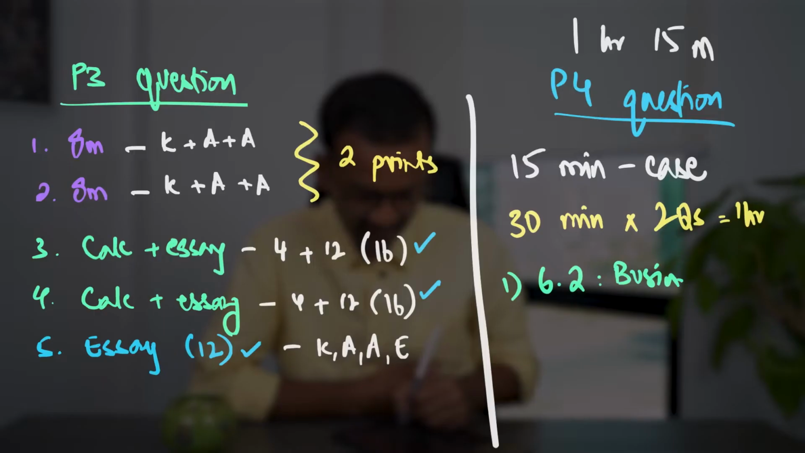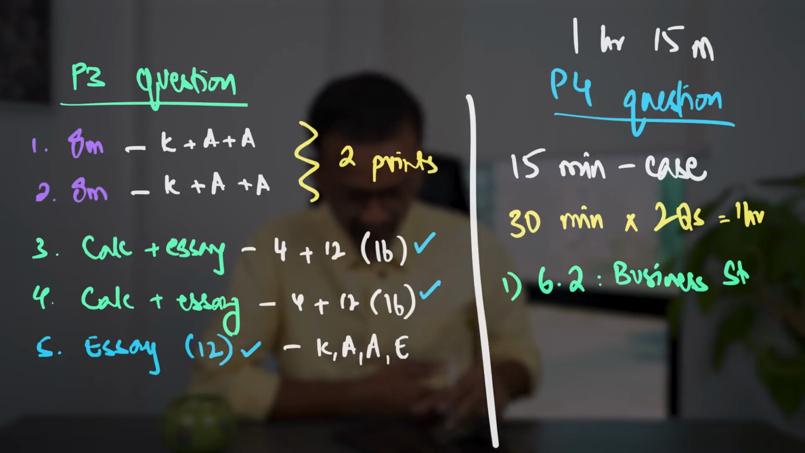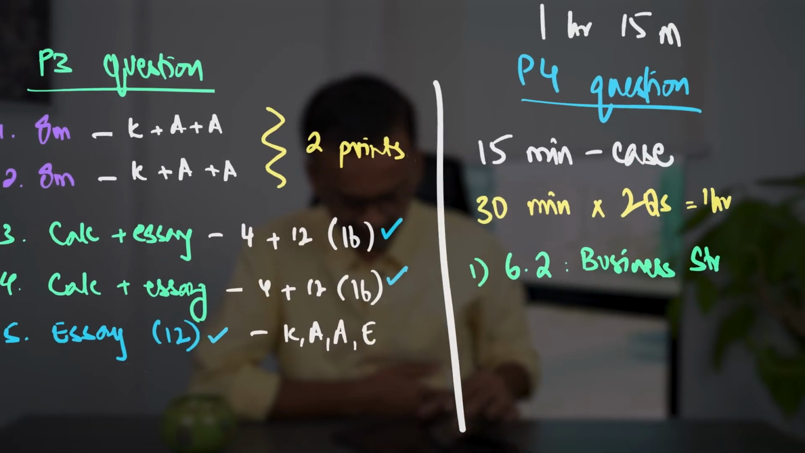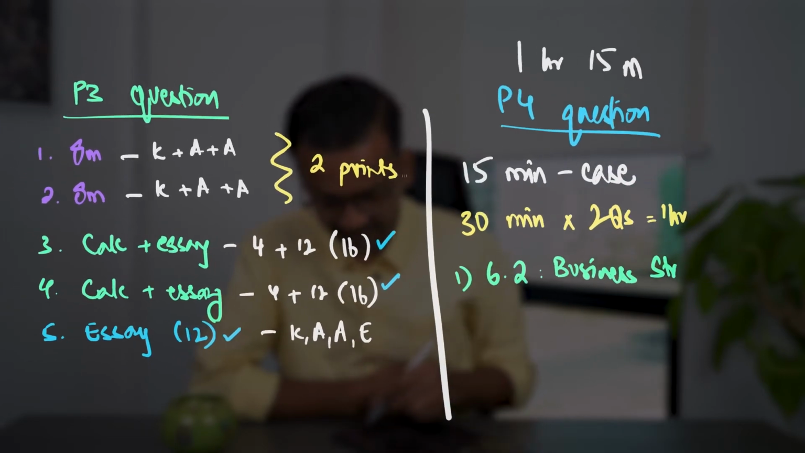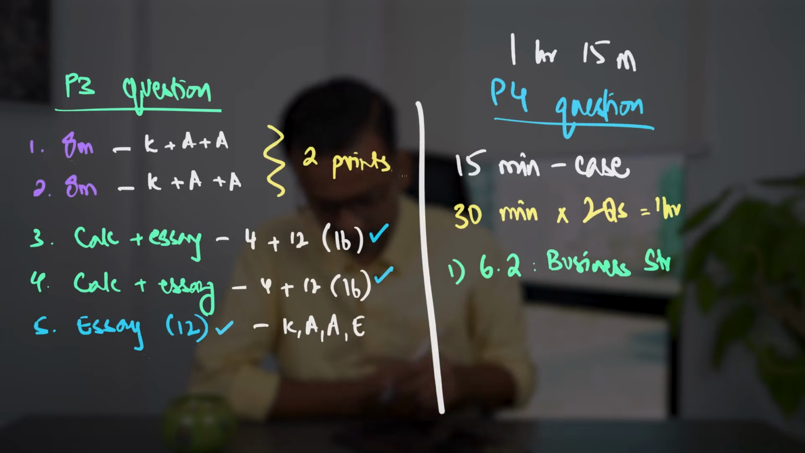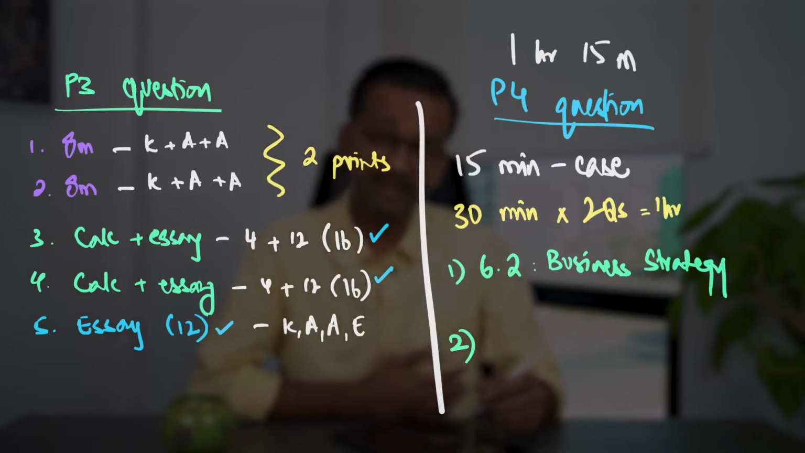So business strategy is definitely going to be part of your paper 4. And that's half the paper, right? That's 20 marks. So it goes to show how important that chapter really is. So business strategy. And the other question is going to be either one of the strategy chapters from each unit or a combination of all of them.